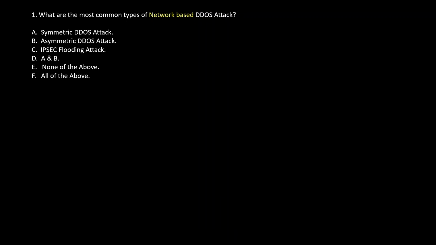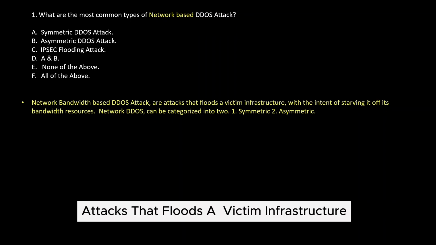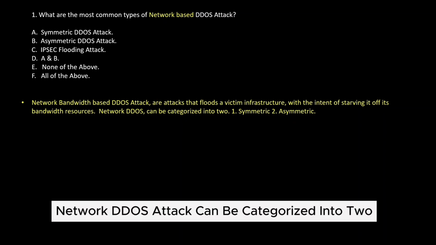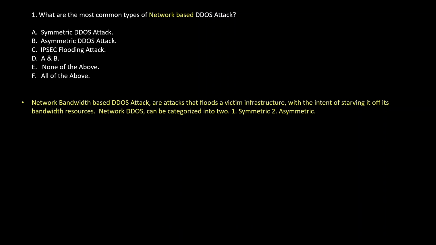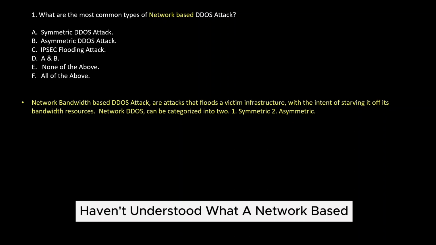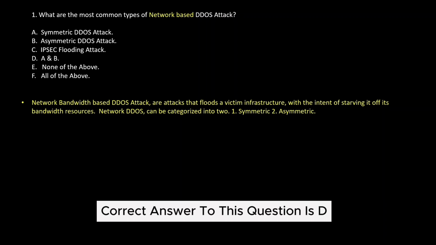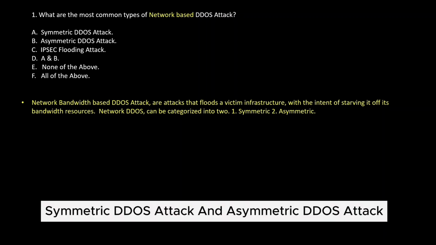To get the right answer for this question, let's understand what a network-based DDoS attack is all about. Network bandwidth-based DDoS attacks are attacks that flood a victim infrastructure with the intent of starving it of its bandwidth resources. Network DDoS attacks can be categorized into two, symmetric and asymmetric. So having understood what a network-based DDoS attack is all about, the correct answer to this question is D, A and B, symmetric DDoS attack and asymmetric DDoS attack.